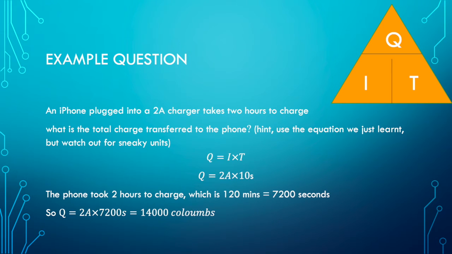If you got 14,000 coulombs as your answer, you're correct. If you got something else, that's fine, don't worry. The correct working out is displayed below.